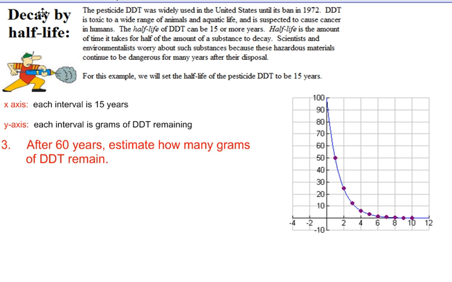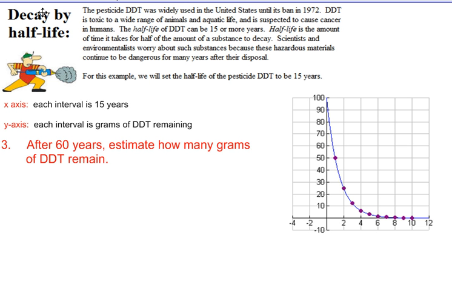The pesticide DDT was widely used in the United States until its ban in 1972. DDT is toxic to a wide range of animals and aquatic life and is suspected to cause cancer in humans. The half-life of DDT can be 15 or more years. Half-life is the amount of time it takes for half of the amount of a substance to decay. Scientists and environmentalists worry about such substances because these hazardous materials continue to be dangerous for many years after their disposal.